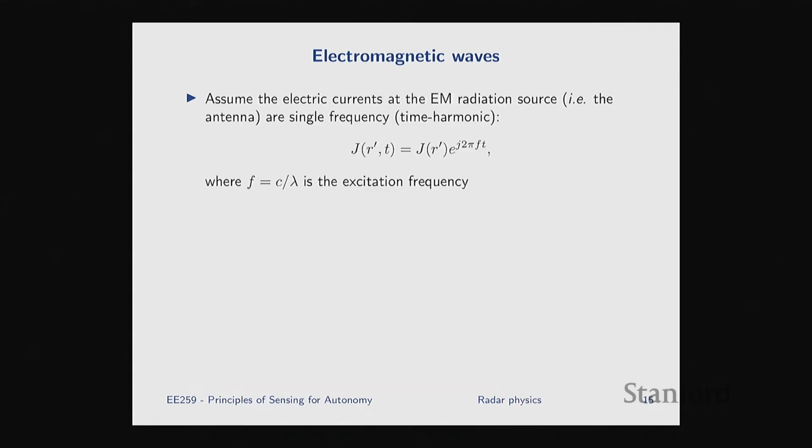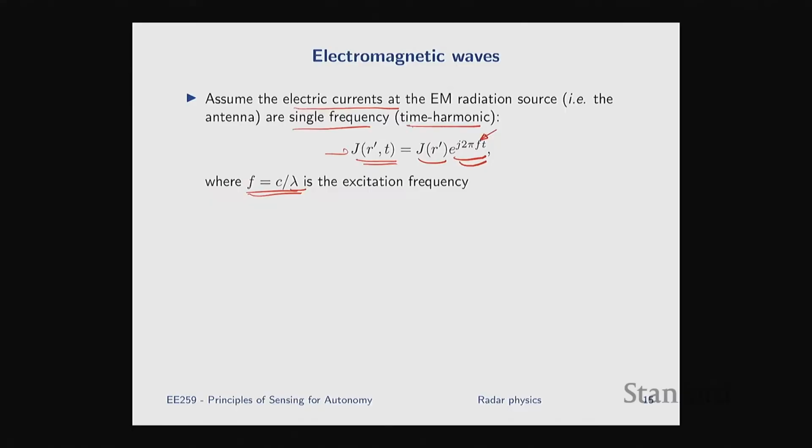And to do that, we start with the usual assumption that we've made previously. One thing that helps is that the electric currents that are inducing radiation, we assume that they are single frequency or time harmonic, which is a valid assumption most of the time. So then you can decouple the time dependency of J from the spatial dependency of it. So you can write J of r prime and t as some J of r prime times the time dependency, which is just a harmonic function, the complex exponential e to the j 2 pi f t, where f is the frequency of the excitation, and it's related to the wavelength of the radiation via this formula: f is c over lambda. c is the speed of light, lambda is the wavelength, and f is the frequency of the radiation.